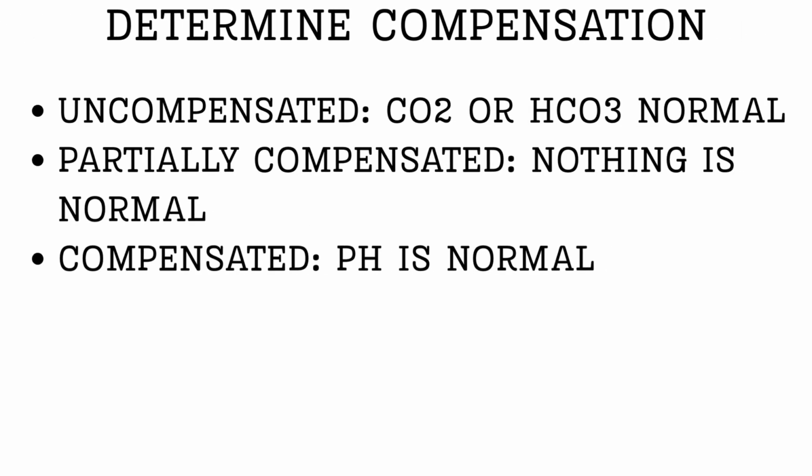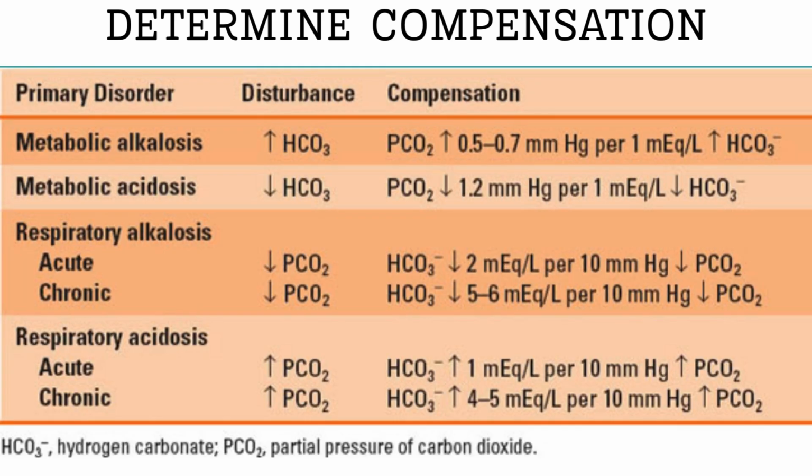Determine compensation. The body never overcorrects. If pH normalizes, suspect mixed disorders. Respiratory compensation for metabolic disorders happens quickly, minutes to hours. Renal compensation for respiratory disorders takes days. This timing helps you to understand chronicity.